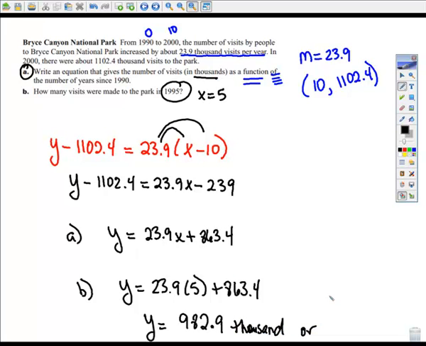If I just multiply that by 1,000, it's 982,900 people. Because really, who talks like that? 982.9 thousand. It makes more sense, 982,900 people. And that seems legit for, you know, that many people to visit a national park.